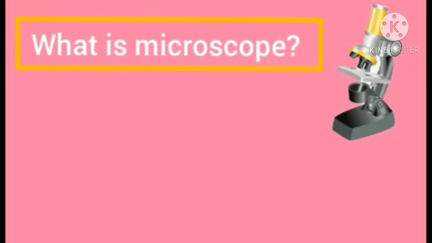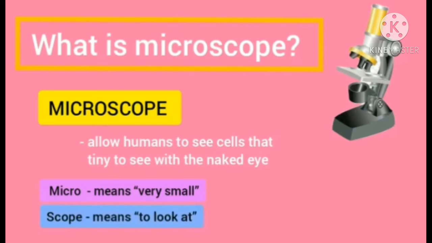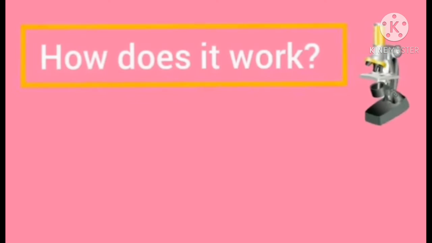I am going to report about the microscope and elaborate its purpose and contribution to the development of scientific innovation. What is a microscope? A microscope allows humans to see cells that are too tiny to see with the naked eye. Micro means very small. Scope means to look at. How does it work?